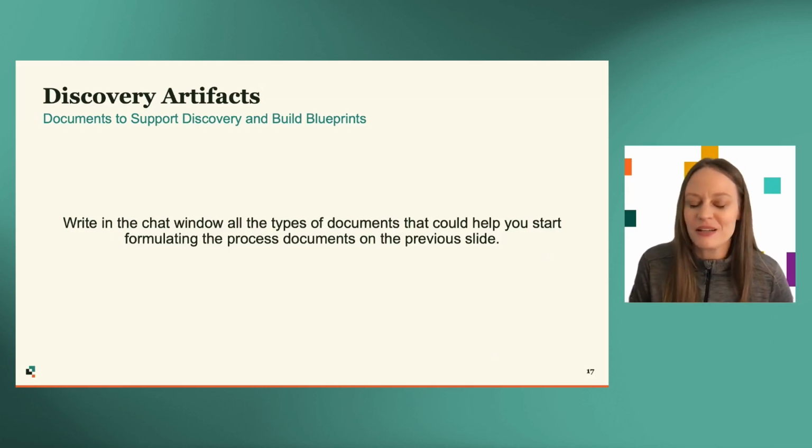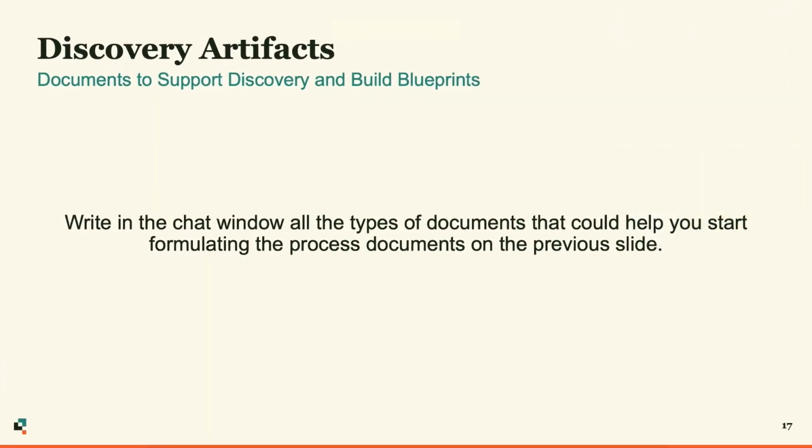Okay, so I'd like a little bit more interaction here. If you guys could write into the chat window any other types of documents that could help you start formulating the process documents that we saw on the previous slide. So for example, what we want to do in these scenarios is ask for all available documents that a user group has that will help us start our learning process. So for example, if they already have a process map or a submission form that kicks off the process, those are documents that we're going to want to ask for.